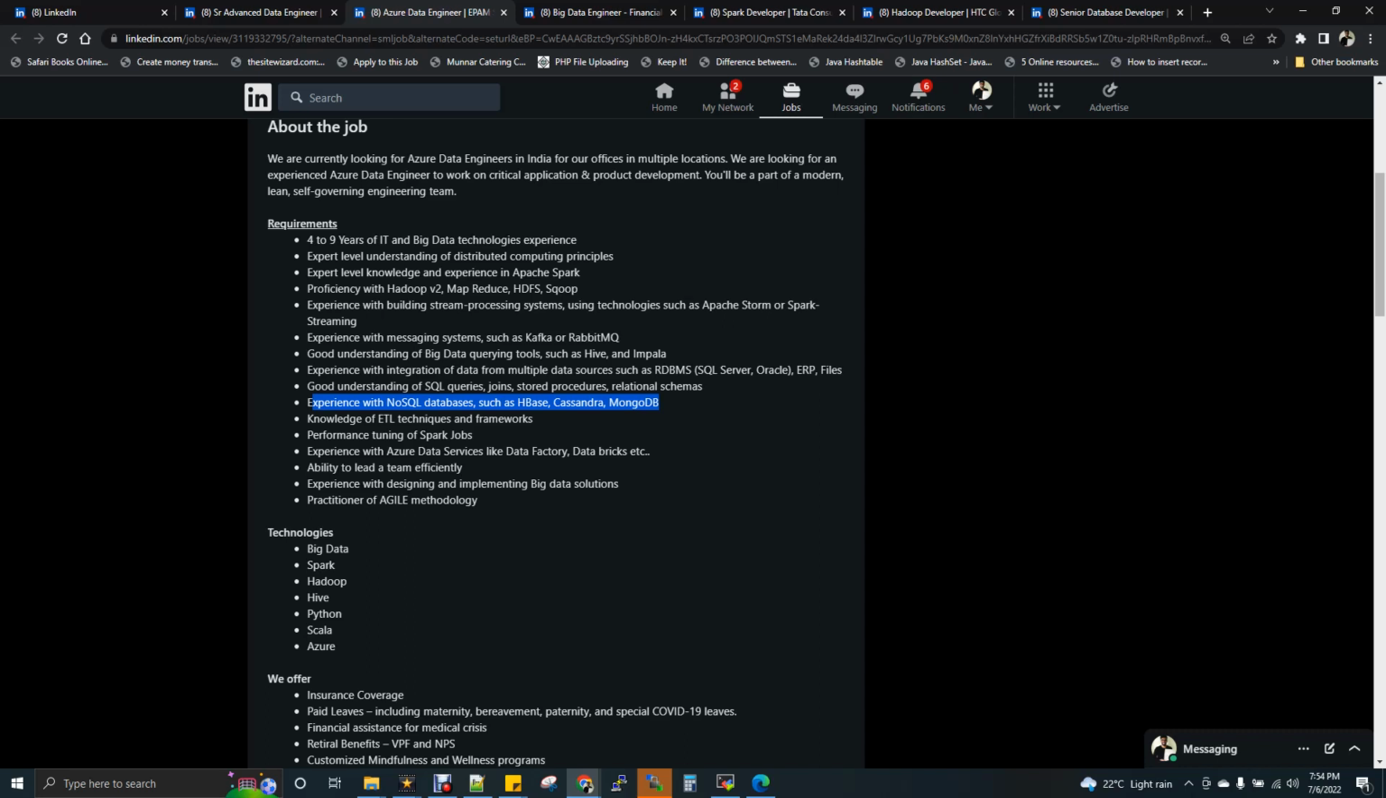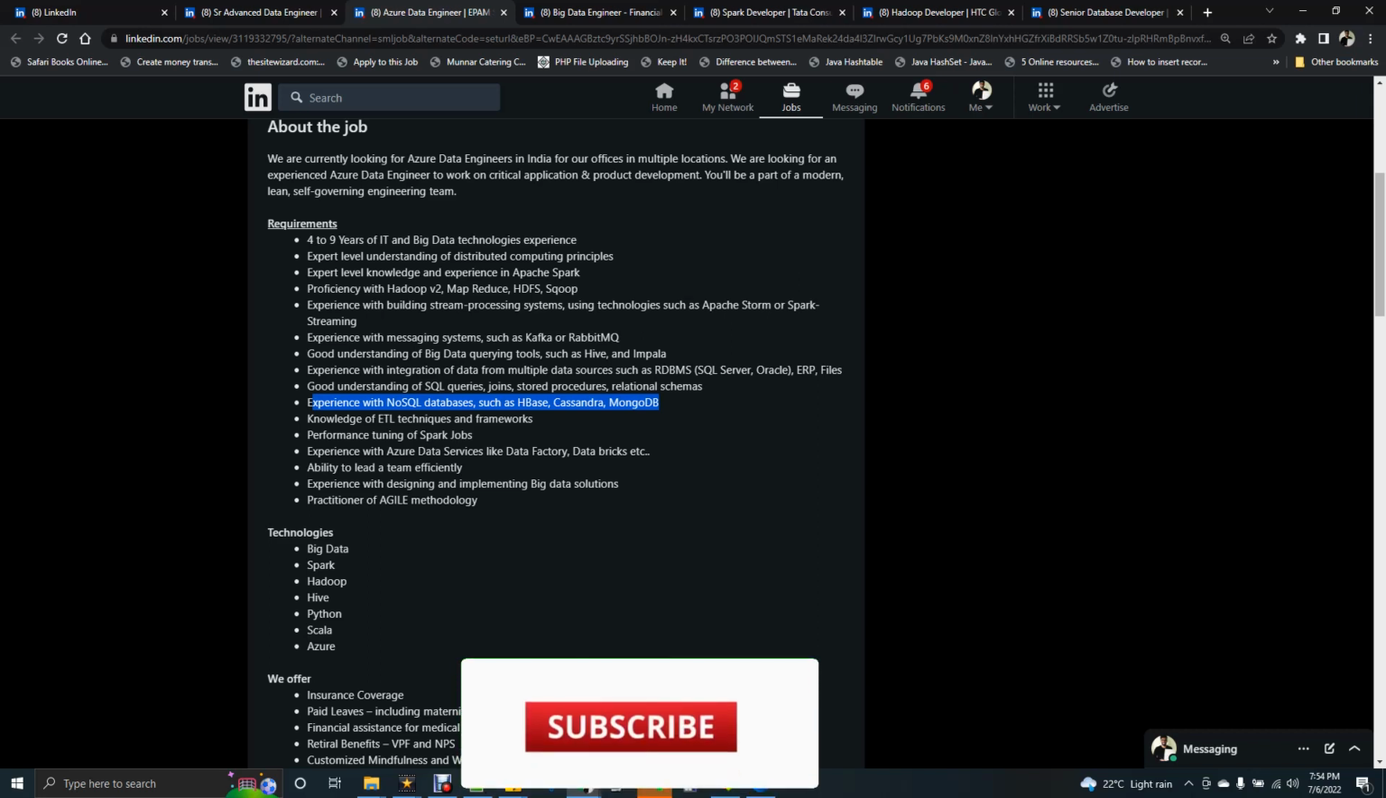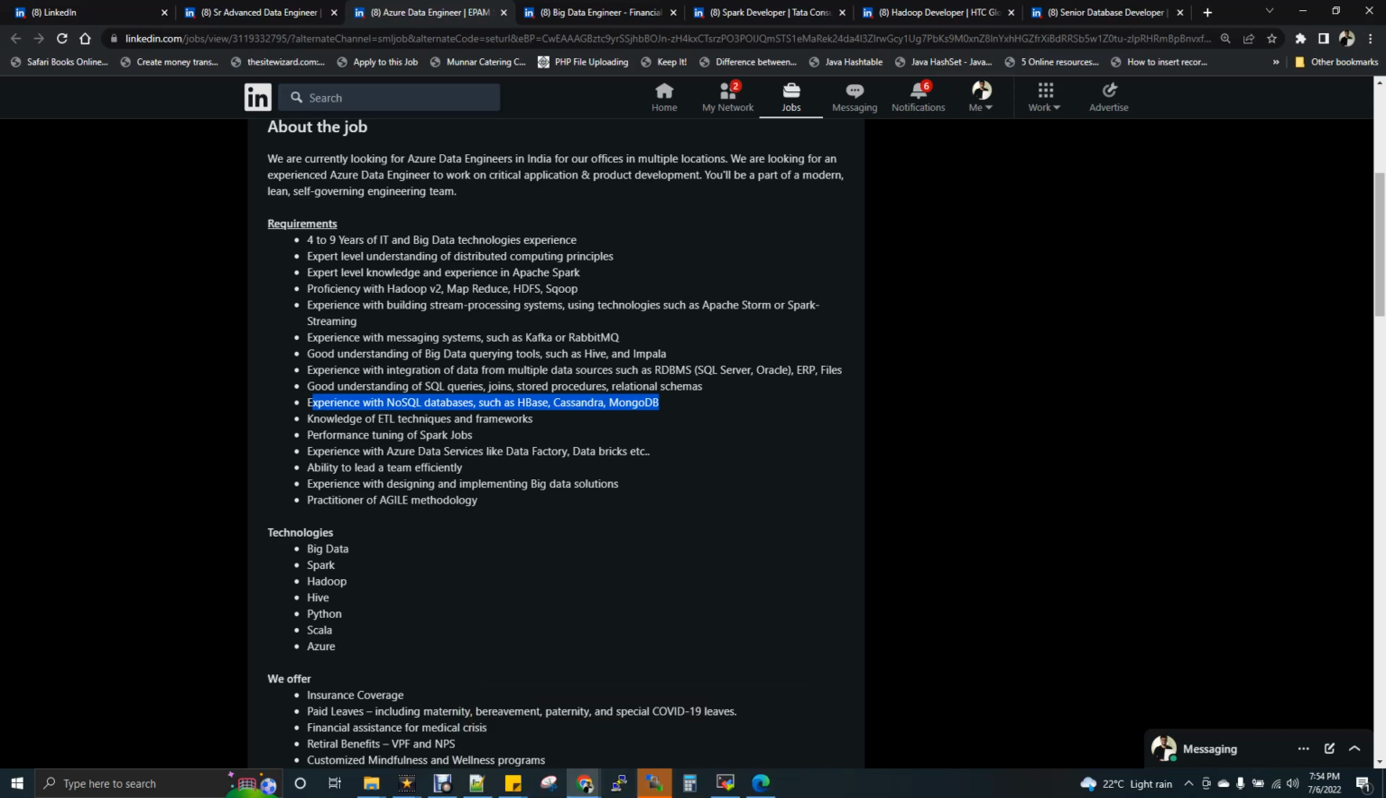Knowledge of ETL techniques and frameworks, it's all DW, ETL, theoretical terms. And tuning, Spark tuning, of course we do. Experience with Azure data services like Data Factory and Databricks, etc. Some of the data related services which Azure has, you can Google it, you can get some knowledge from some videos, and you can even create a login and do some basic test runs.